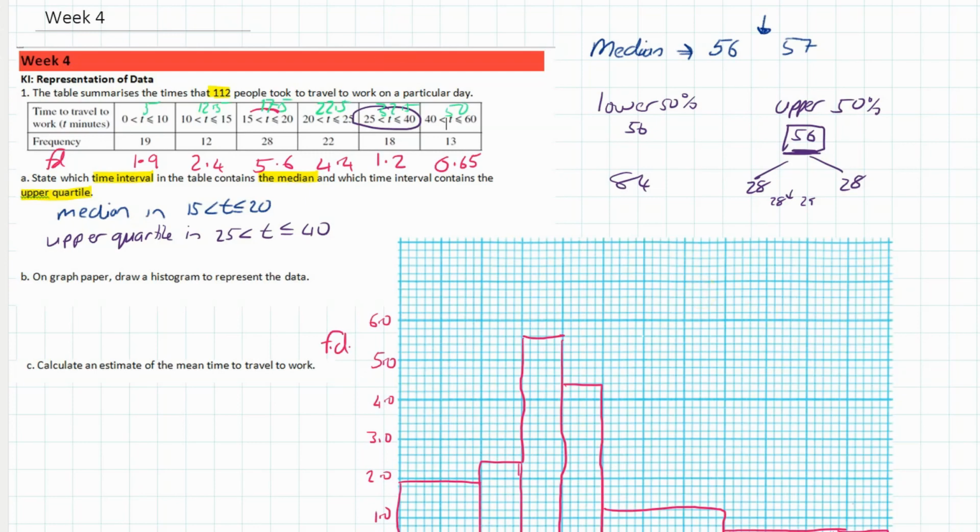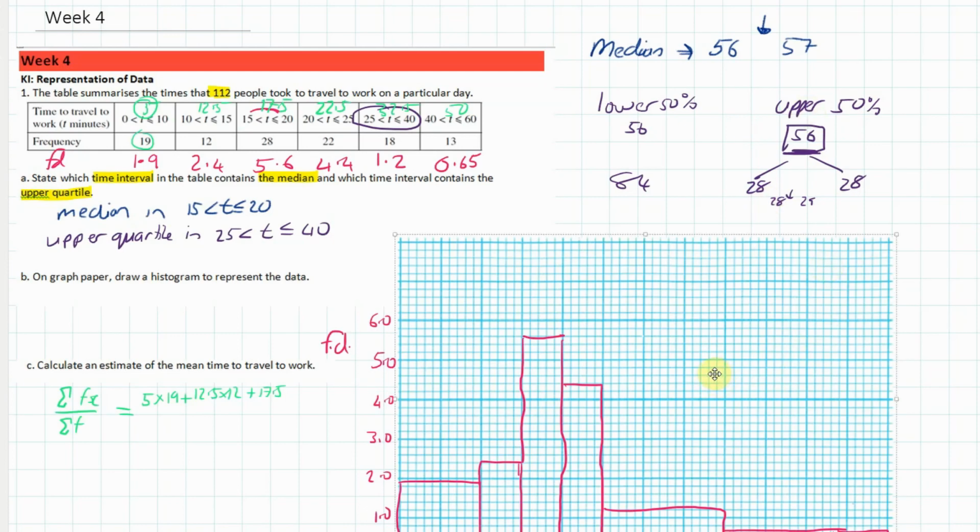Okay, and remember, the estimate of the mean is the sum of fx over sum of f. Now, in this case, we're using the mid-interval value, so it'll be like 5 times 19, right? This times this, plus 12.5 times 12, plus 17.5. Look, I'm just going to give myself some more room here.